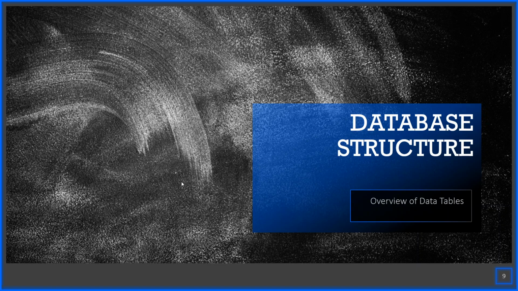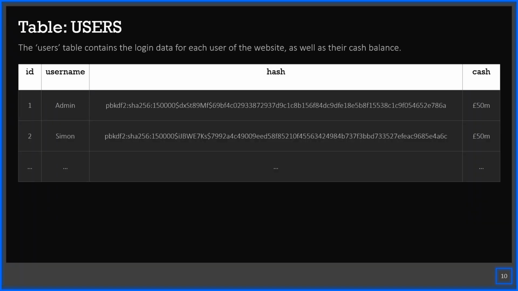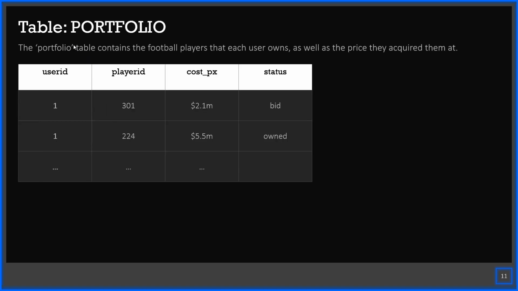Now that we've seen how the code works, I'll give you a quick run through of the database structures so you understand how all that SQL worked. So there was a simple table used to store the user data: a unique user ID, as well as names, hashes for the passwords, and cash balances. The unique user ID was critical because it was used in all subsequent tables, including the portfolio, which contained the user ID, as well as unique player IDs, cost prices, and the status, whether the player is bid or owned.